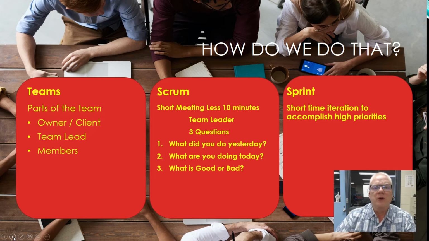There are really three parts of a team. The owner-client is the person who is telling us, hey, this is what we need, this is how we need it. A lot of times here in the classroom, I, as your instructor, will act as the owner or the client and give you some guidance as far as what we need to do and how we need to do it. Then there's a team lead.